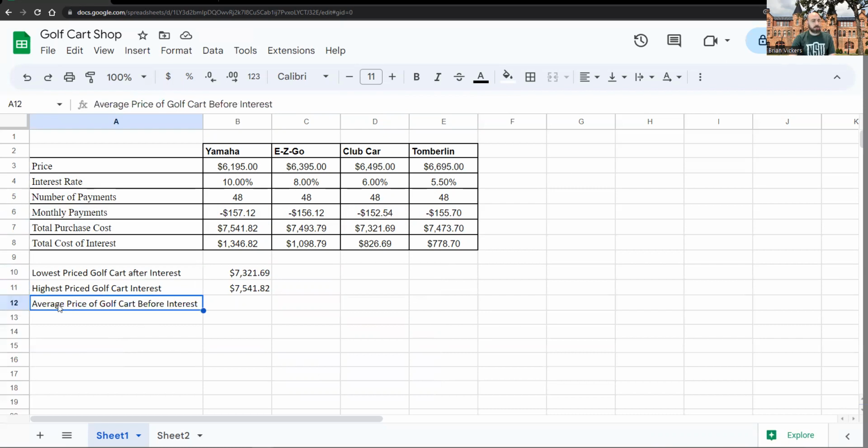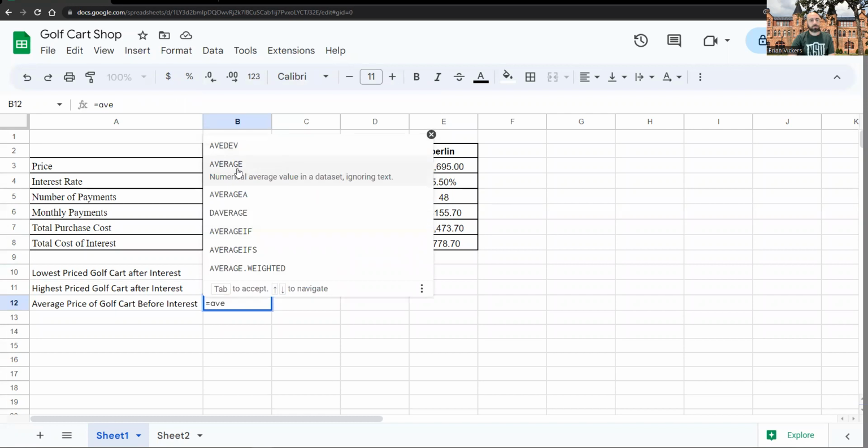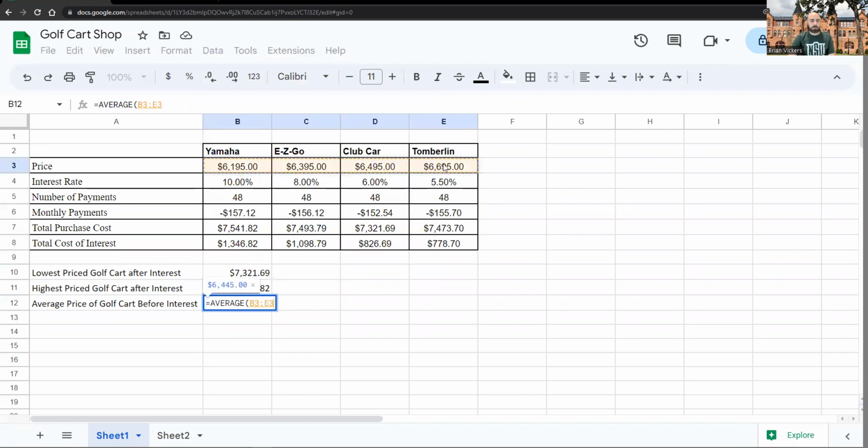And then I'd like to have you look at the average price of the golf cart before interest. Notice here, I should have said after interest. I'll update the file for you so you have after interest there. And then the average price golf cart before interest. For that, we're going to do equals AVERAGE and then click on the prices beforehand. So on average, we are paying $64.45 is what's advertised, but even the lowest price golf cart after interest is almost, what would that be, $900 more than the before interest price.